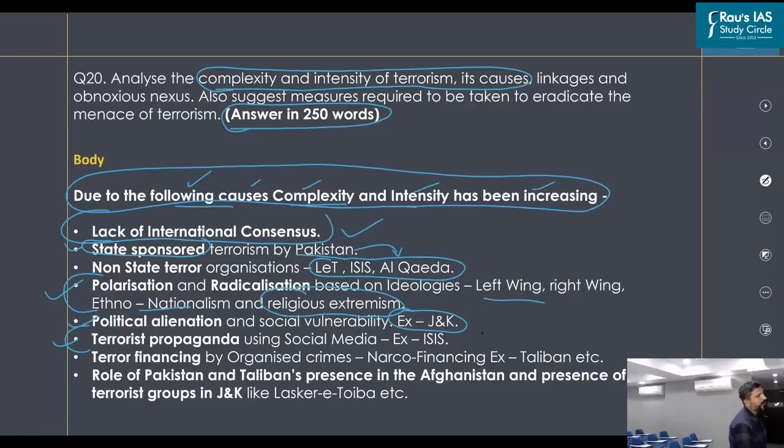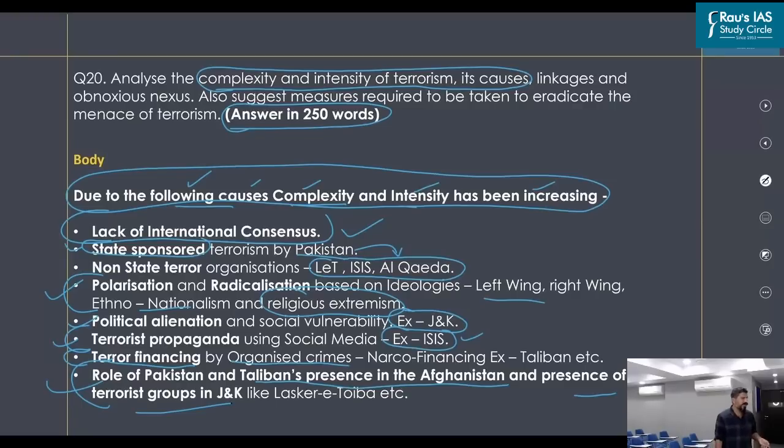So we keep on supporting the arguments in favor of causes by using some of these examples. Then another cause is, of course, terror financing. As we have learned, it is integrated with organized crimes like drug trafficking, human trafficking, all these aspects. Then, of course, there has been an increasing role of Pakistan. The Taliban's presence in Afghanistan makes it more vulnerable, and the presence of terrorist groups in Jammu and Kashmir makes India vulnerable to the issue of terrorism. These are the causes, and the complexity and intensity has been increasing because of them.